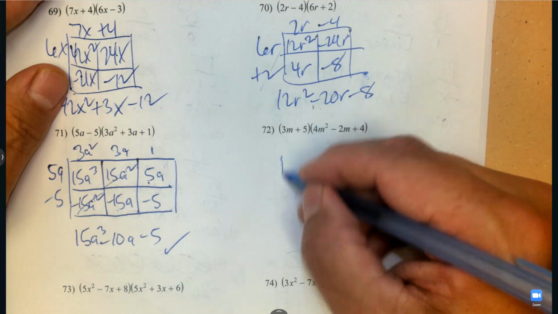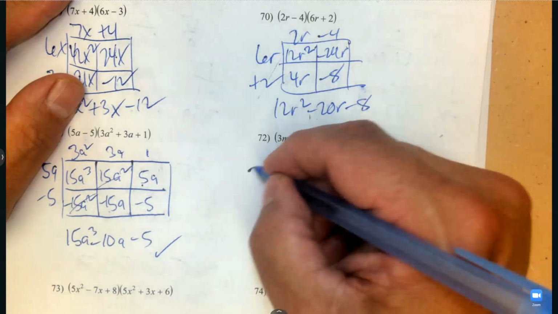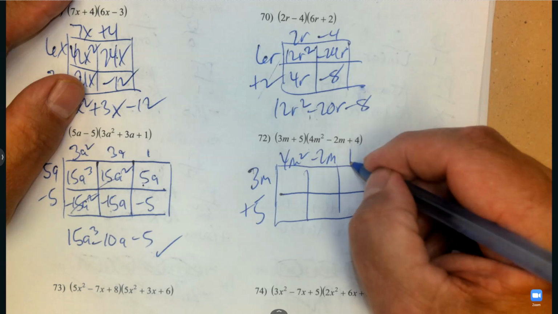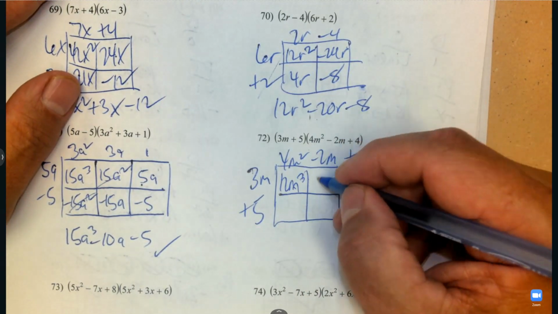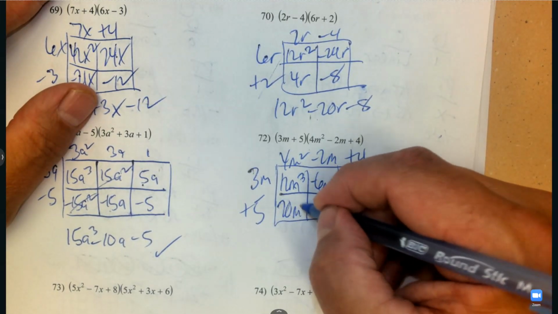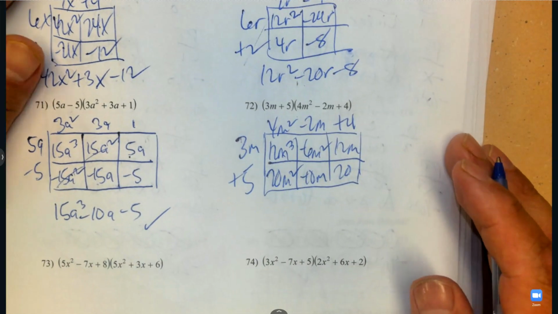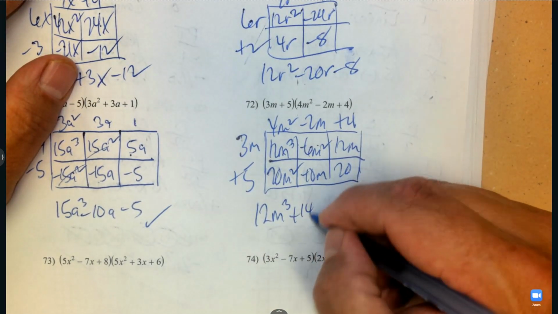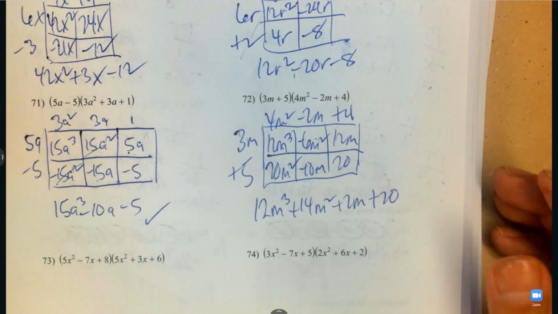Let's try this again. So we have 3m plus 5, and we have 4m squared minus 2m plus 4, and then we're going to multiply it out. 3 times 4 and add the exponents. 3 times negative 2, add the exponents. 3 times 4. 5 times 4. 5 times negative 2. 5 times 4. And then we have 12m cubed. So 12 take away 6. Negative 10 plus 12. And then 20.